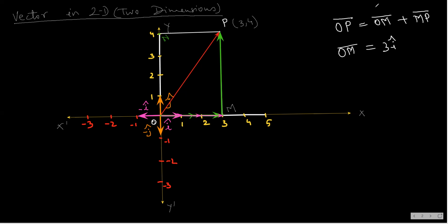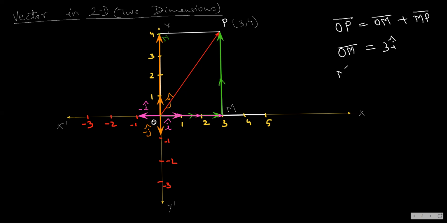Then I have to get the vector MP bar. Look at the vector MP bar. MP bar is in the positive direction of the y-axis. Further, what I notice is MP bar is the same as the vector ON bar. Look at this, the vector ON bar. MP bar is the same as ON bar. I write here.